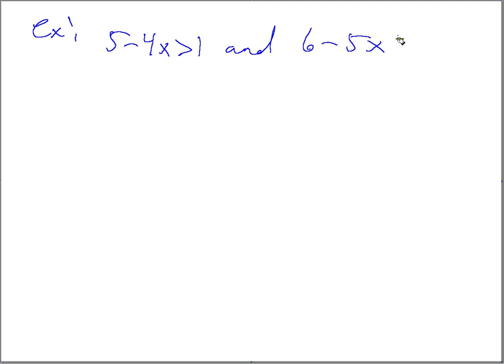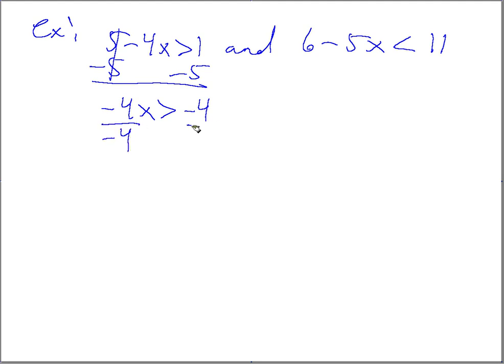6 minus 5x is less than 11. Alright, so again, to solve a compound inequality, what do you do? You just simply solve them separately. So let's go and do that. Let's subtract 5 on both sides. No big deal there. So negative 4x is greater than what? Negative 4. But again, I do have to divide by a negative number, so I do have to switch the inequality here. So x will be what? Less than what? Less than negative 1. Alright? So there's the first solution.